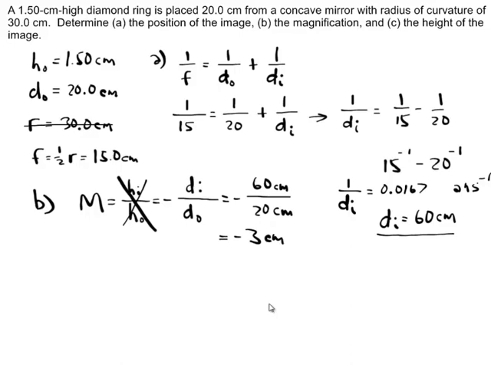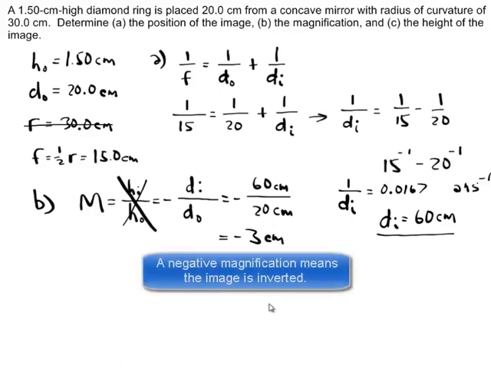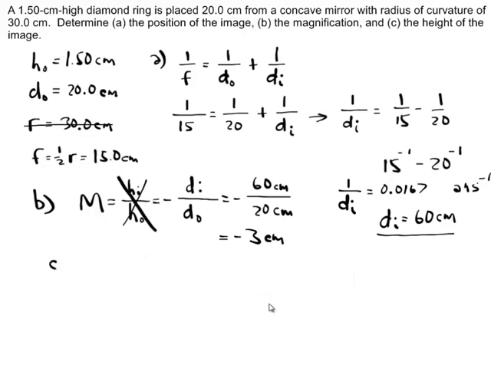Now the significance of the negative sign is this is an inverted image. Okay, so if your magnification comes out negative, it's an inverted image.